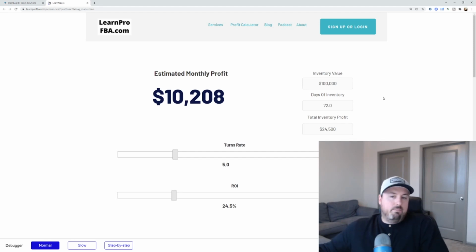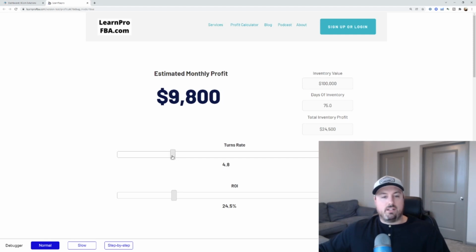I don't know many business models that can do that. The stock market, on $100,000 a year, you're gonna make $10,000 total. It seems like a big investment, as I said, especially to a dropshipper, someone who comes from that world of putting zero out to make money. So on the 5 turns and 24.5% ROI, you can see that this 10,200 is estimated.